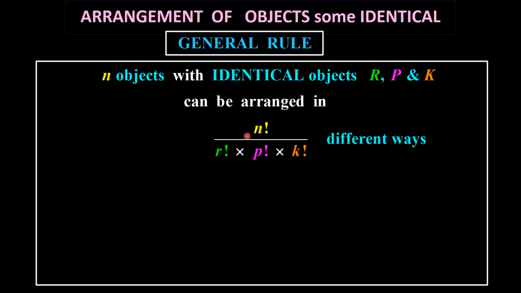We then have n factorial, that's the number of objects, and because of r, we have small r factorial, and small p factorial, and small k factorial. Let me just explain the lowercase here.